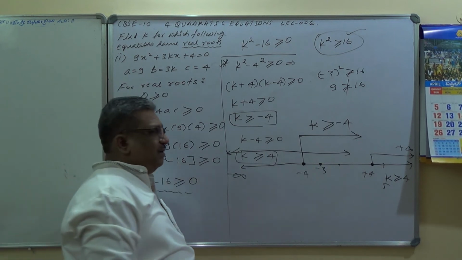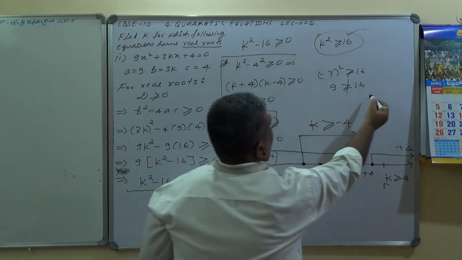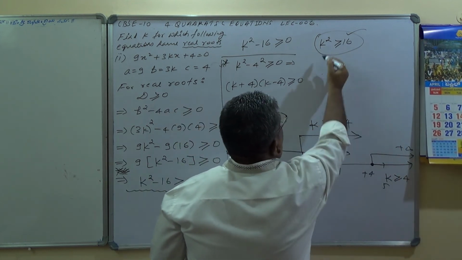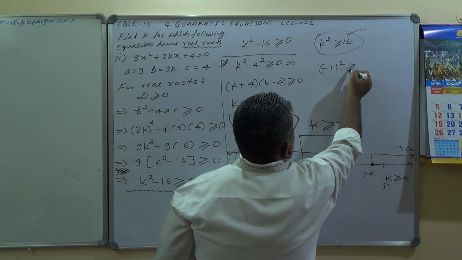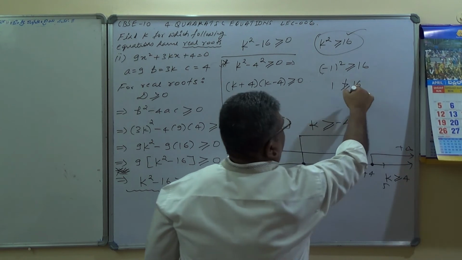Is it making sense? Minus 2 I'll take, or minus 1 here. So let me put minus 1 instead of k here. Minus 1 the whole square, is it greater than or equal to 16? Minus 1 squared is 1. Is it greater than or equal to 16? No.